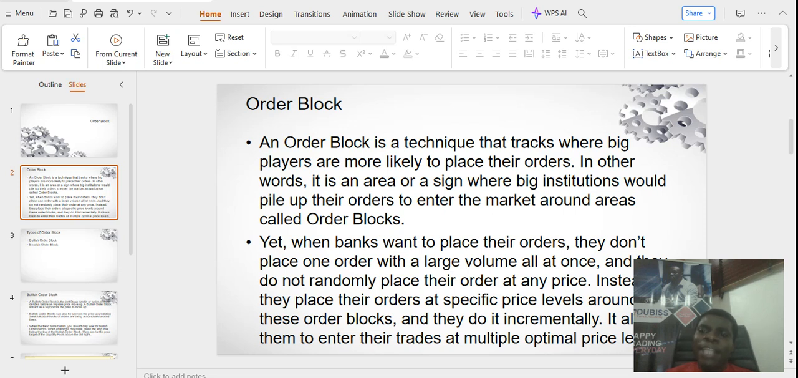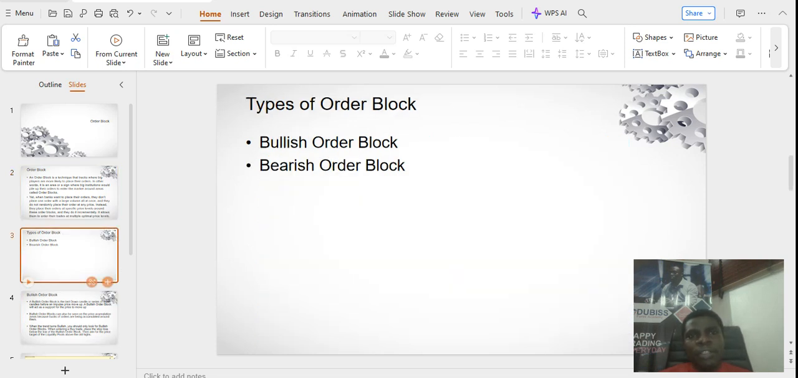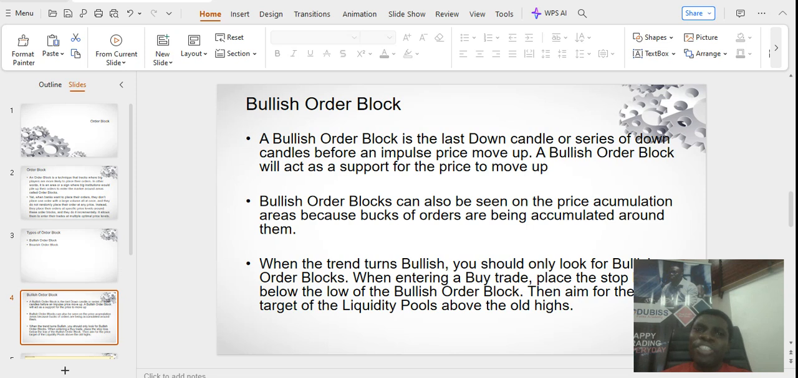Remember, price moves either bullish or bearish. Meaning that if price moves either bullish or bearish, we should be having a bullish order block or a bearish order block. Going further, we have two types of order block: the bullish order block and the bearish order block. Now, what is a bullish order block?